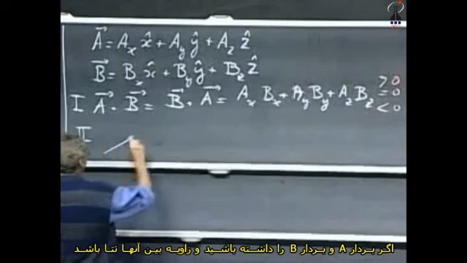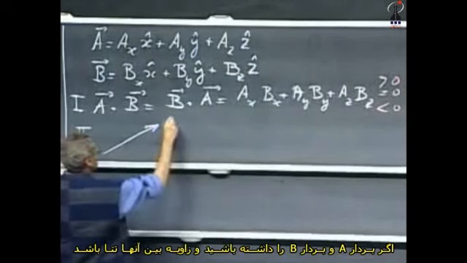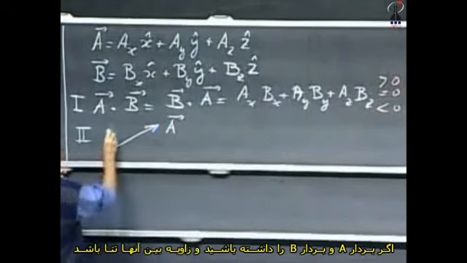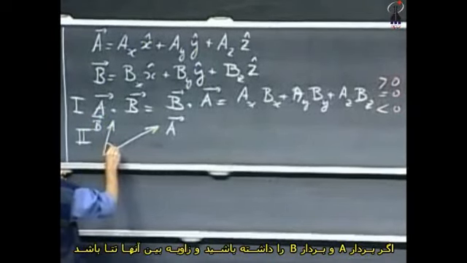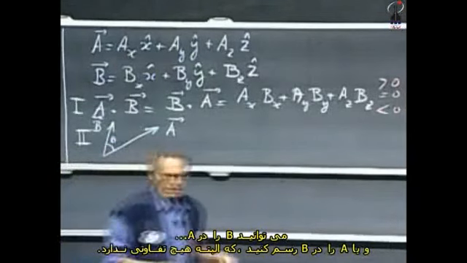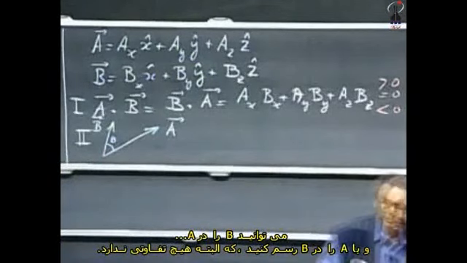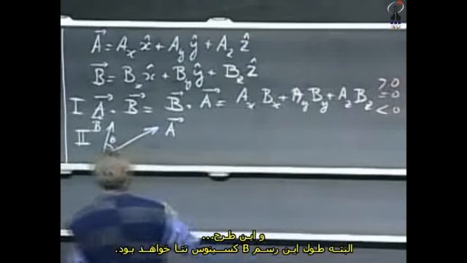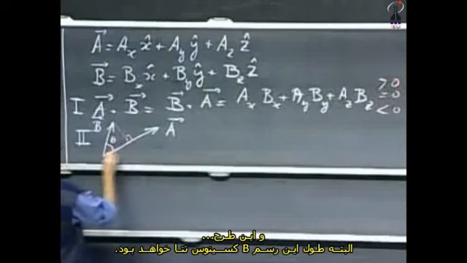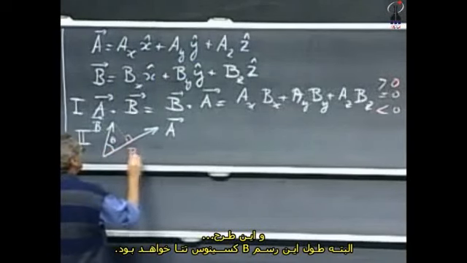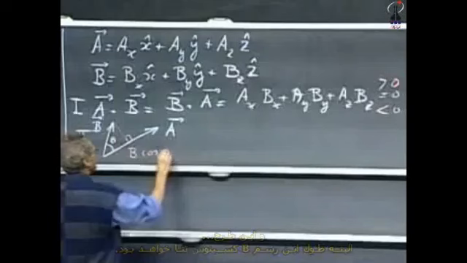If you have a vector A, and you have the vector B, and the angle between them is theta, then you can project B on A, or A on B for that matter, it makes no difference. And the length of this projection is then, of course, B cosine theta.